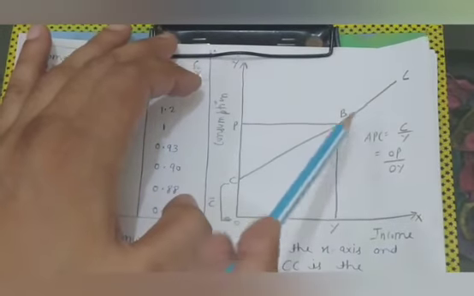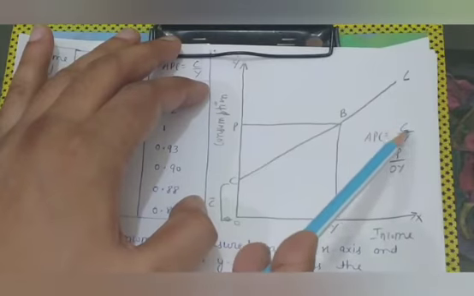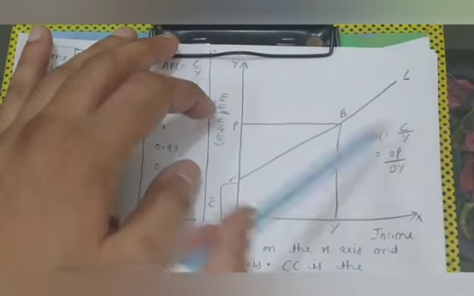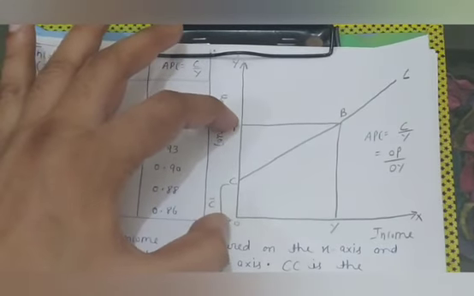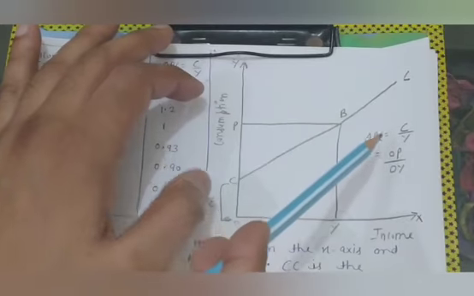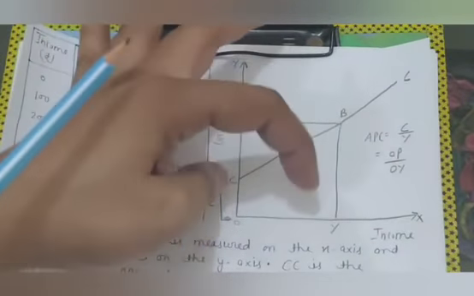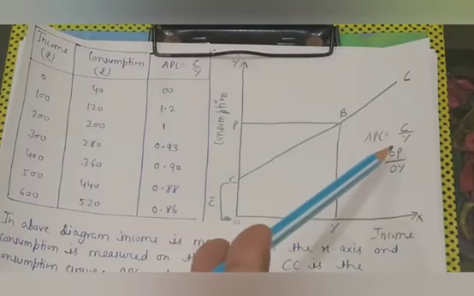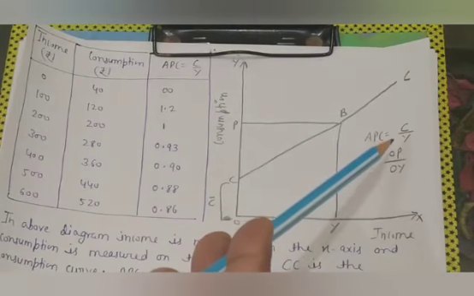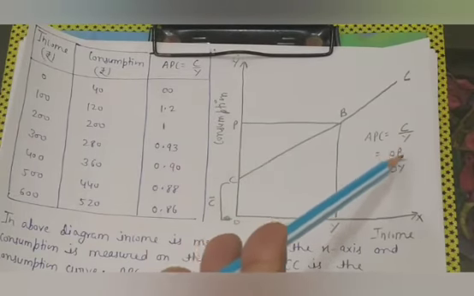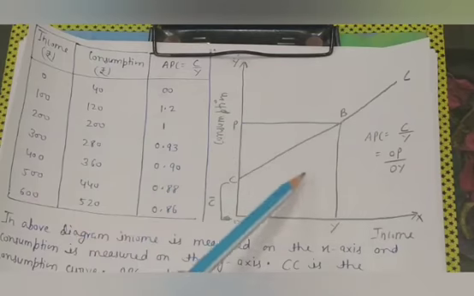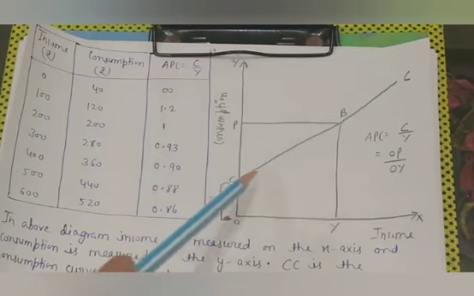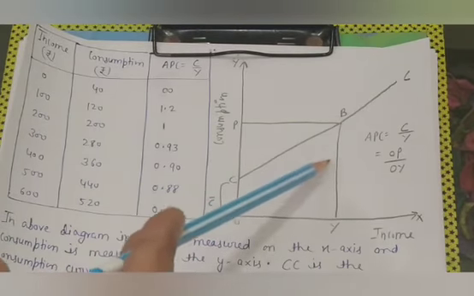At point B, what is the formula of APC? C upon Y, meaning C divided by Y. What is C at this point? OP. And what is national income at this point? OY. So APC in this diagram will be OP upon OY, OP divided by OY. I hope all of you have understood how to calculate the value of APC in a schedule and in a diagram.